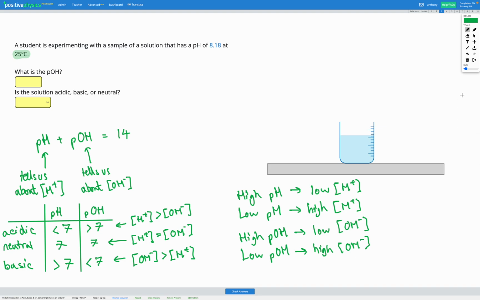Okay, so let's give this question a go now. In this question, we have a student experimenting with a sample of solution that has a pH of 8.18 at 25 degrees C. Firstly, we'll ask, what is the pOH?